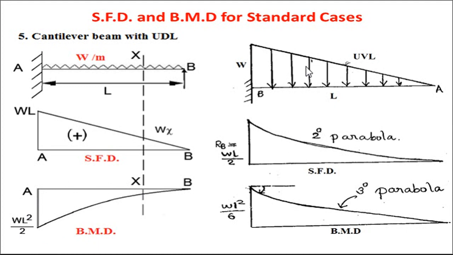This is cantilever beam with UVL, uniformly varying load. Okay. So maximum shear force will be WL by 2 and maximum bending moment will be WL square by 2. And here this is a linear line. Linear line means first degree variation of load, then second degree will be in case of shear force, and third degree will be in case of bending moment.